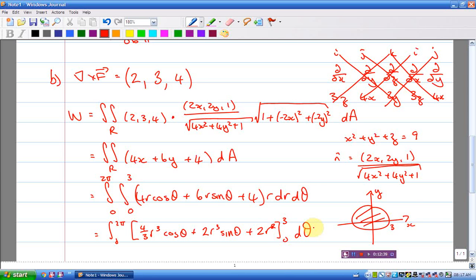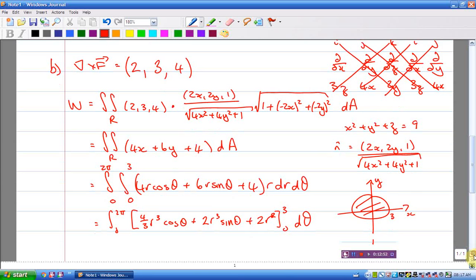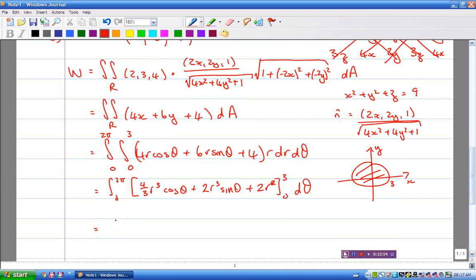Did I do that correctly? 4r squared will become 4 over 3r cubed. 6r squared will become 6 over 3r cubed. 4r will become 4 over 2r squared. Yes, okay, I think that's correct. It's not hard. Quite a few lines to write, but nothing here is particularly hard.